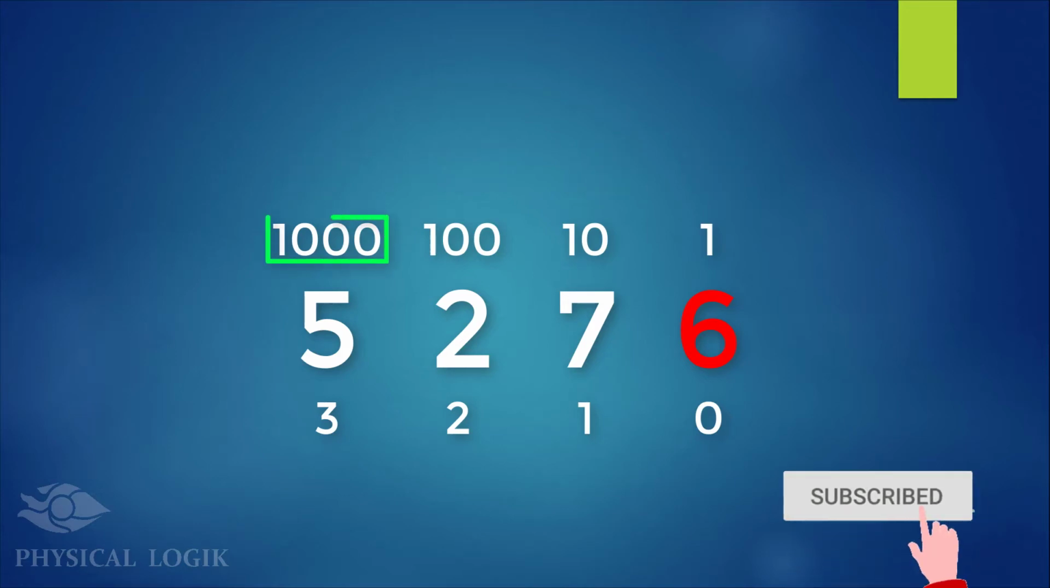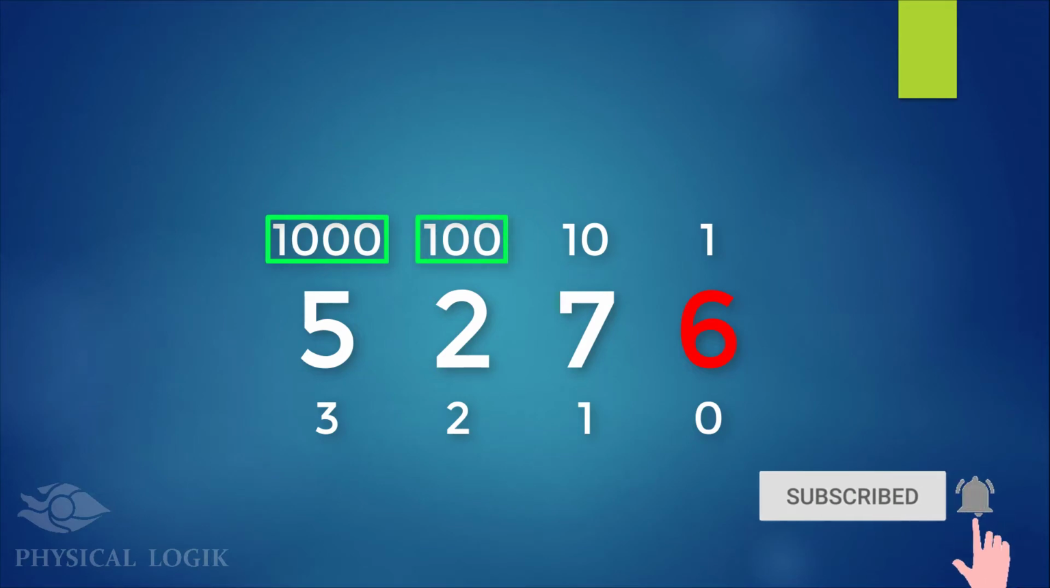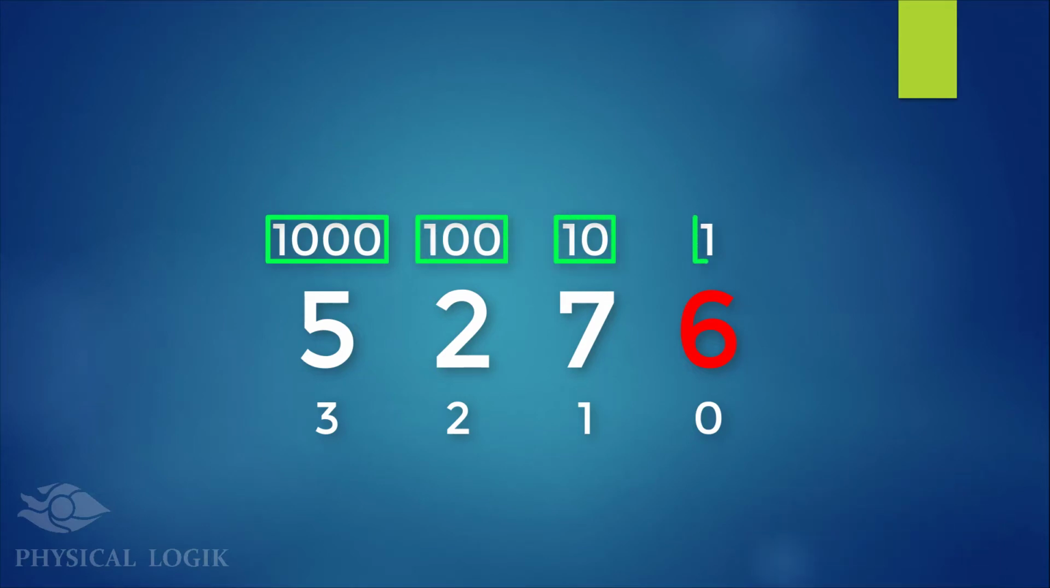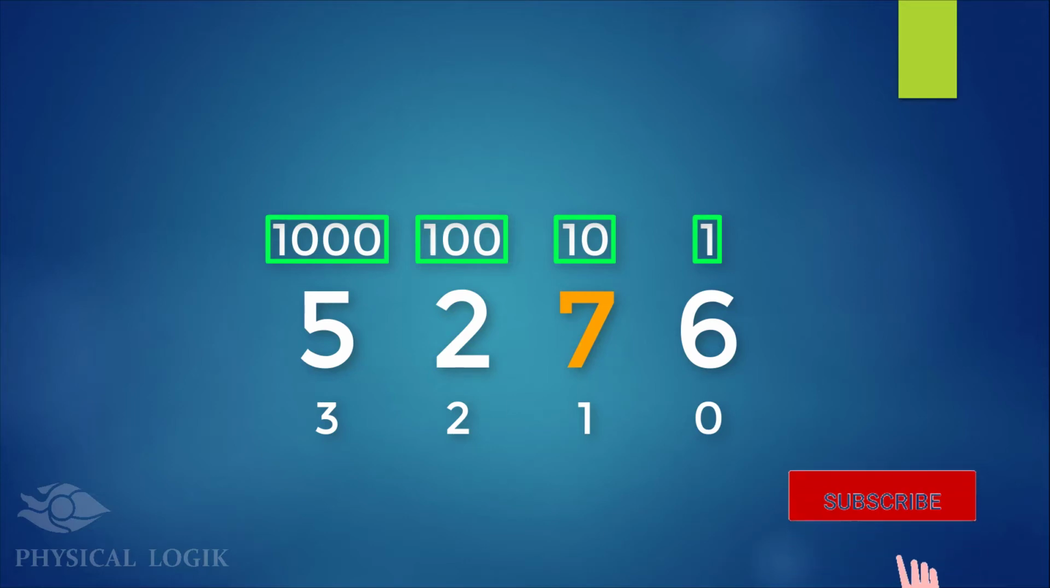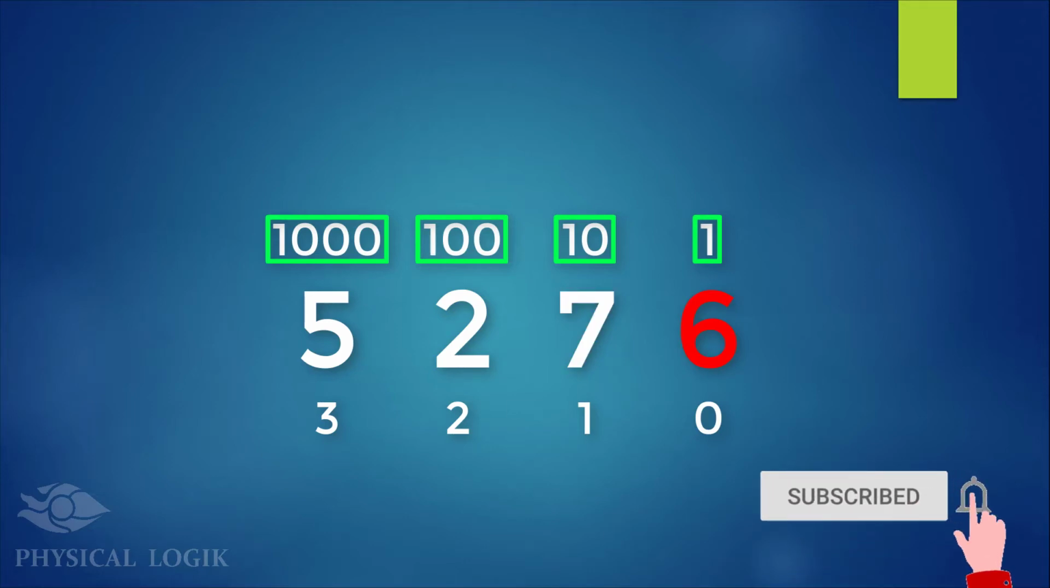This is called 1,000, 100, 10, and this a unit. To read this number, we call it 5,000, 200, 7 tenths, which is 70, and 6, 5,276.